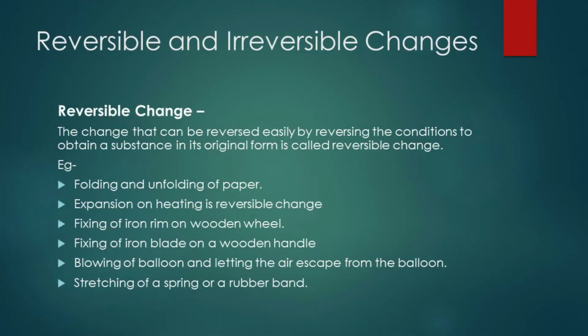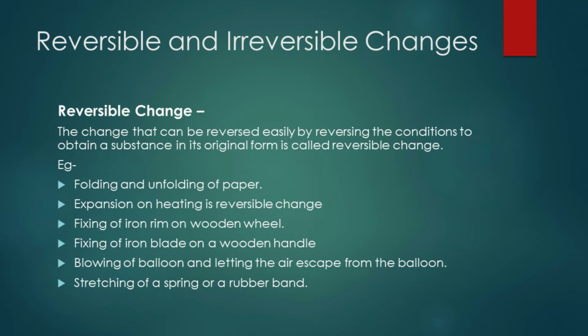So first of all, reversible and irreversible changes. The change that can be reversed easily by reversing the condition to obtain a substance in its original form is called reversible change. Now, if we fold a paper 3-4 times, what will happen? If we unfold it, the paper will become its original shape. Like that, expansion on heating is also a reversible change.